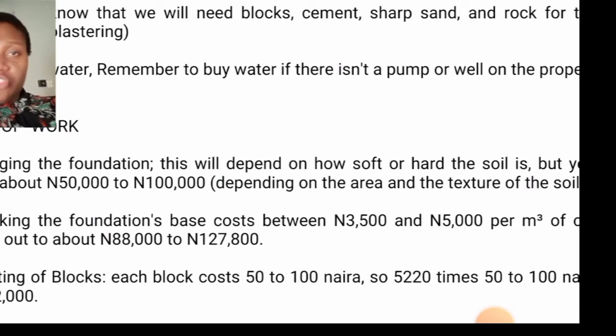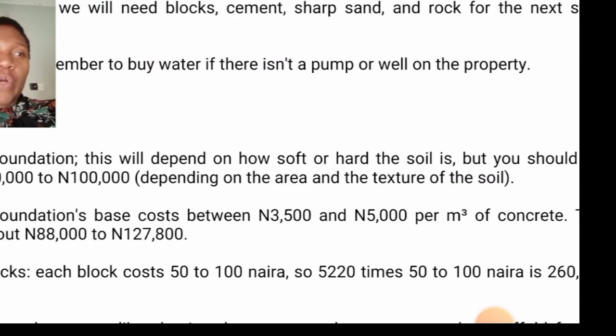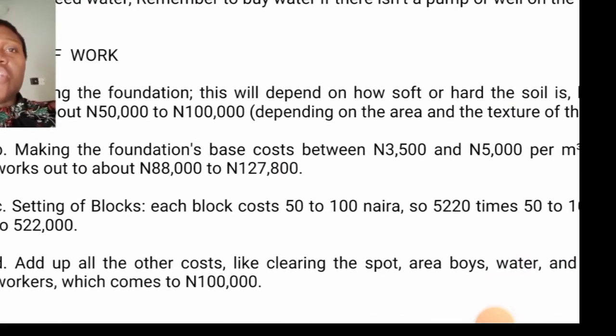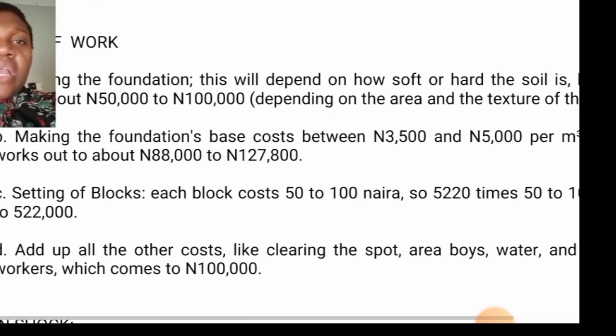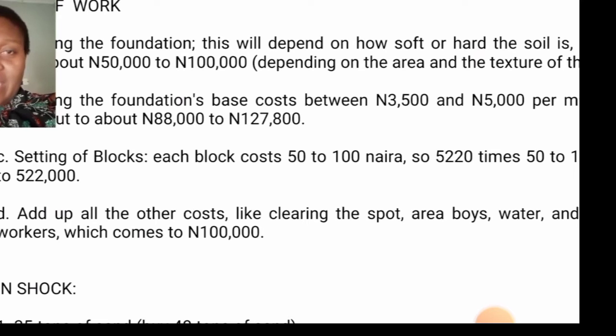Depends on your area as well. Some places are more costly than other places. So setting up blocks, in some places a 6 inches block is 50 naira per one. Some 80 naira, but I just set aside 50 to 100 naira. Remember, we are working with 5,220 blocks. So you multiply by 5,220 blocks to get whatever it gives you.